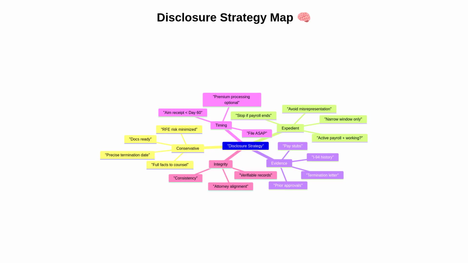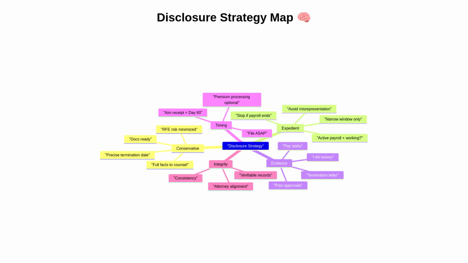This mind map centers on the disclosure strategy. The conservative branch emphasizes full disclosure, precise termination dates, strong documentation, and reduced request for evidence risk. The expedient branch applies narrowly when active payroll and actual work continue, ceasing once payroll ends to avoid misrepresentation. Evidence includes pay stubs, termination letters, I-94 history, and prior approvals. Timing focuses on filing as soon as possible and achieving a receipt before day 60, with premium processing as an optional accelerator. Integrity stresses consistency, verifiable records, and alignment with counsel.